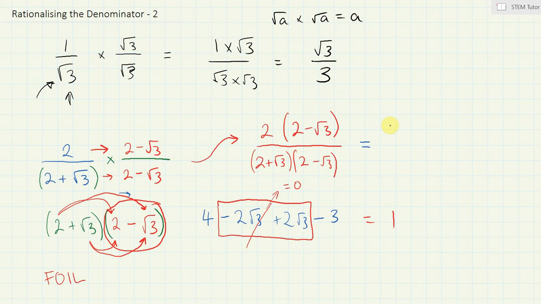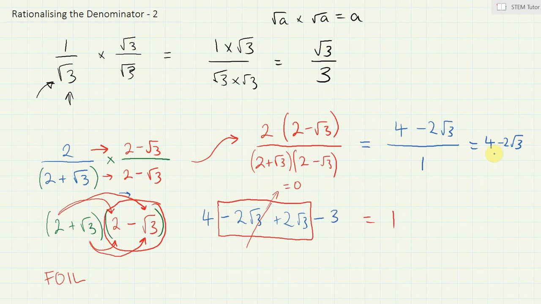Now the top would be equal to, so 2 times 2 would be 4 minus 2 root 3, all over. Now we did this expression down below. So 2 plus root 3, 2 plus root 3, 2 minus root 3, 2 minus root 3, and that gave us 1. So this actually equals 4 minus 2 root 3.